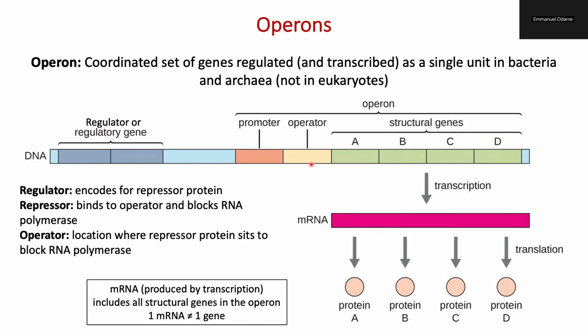We'll go deeper into it in the next few slides. And as you can see, just one RNA polymerase is going to transcribe all of these downstream genes just once, producing different proteins, as you can see from here.